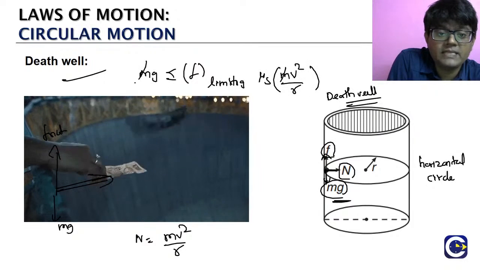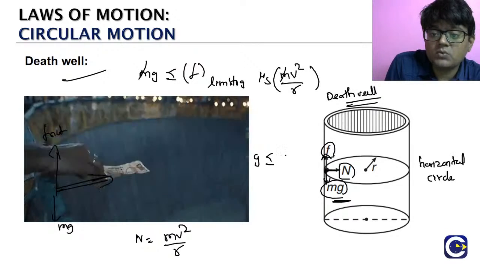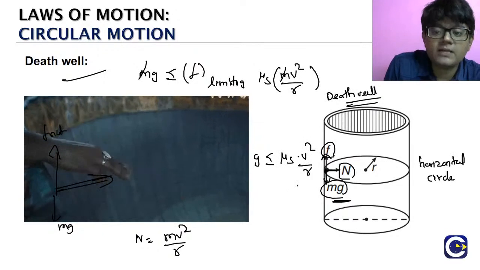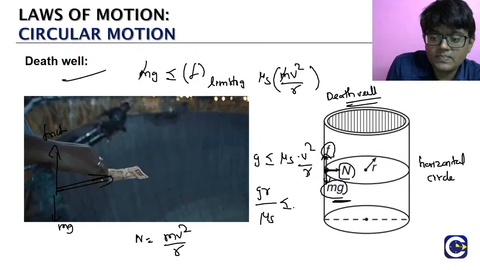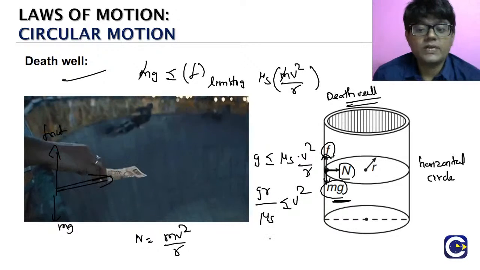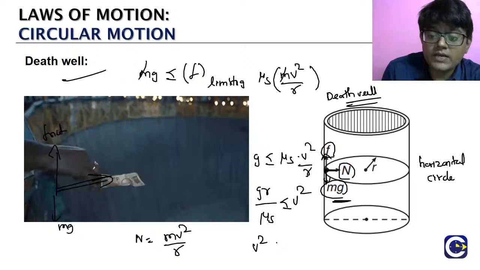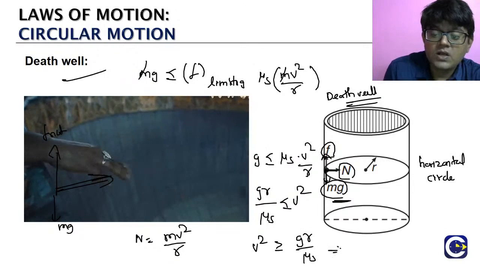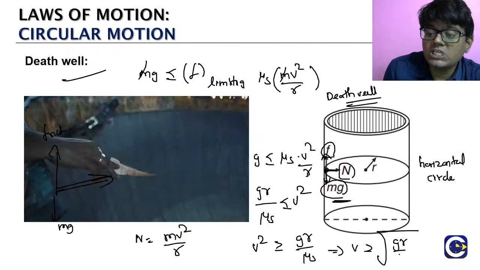So here m cancels. Look, g should be less than or equal to mu s into v square by r. So gr by mu s should be less than or equal to v square, which means we can write it like this also: v square should be more than or equal to gr by mu s, or v should be more than or equal to root of gr by mu s.